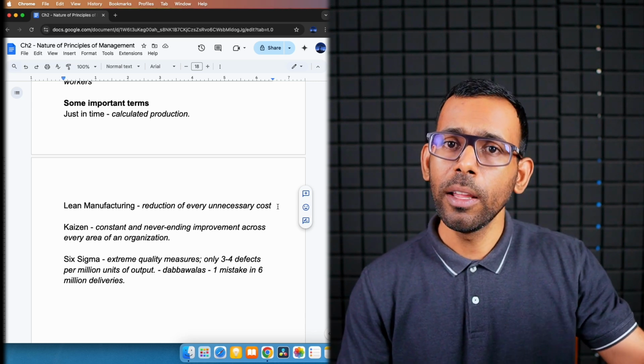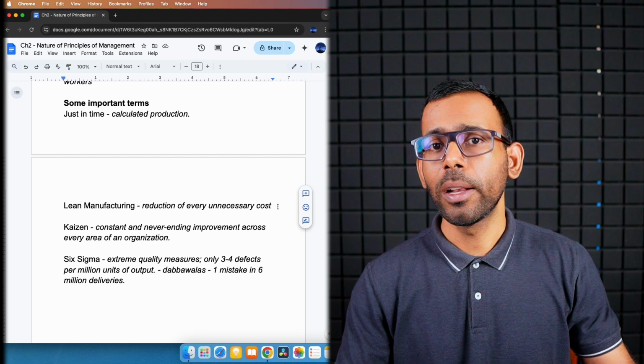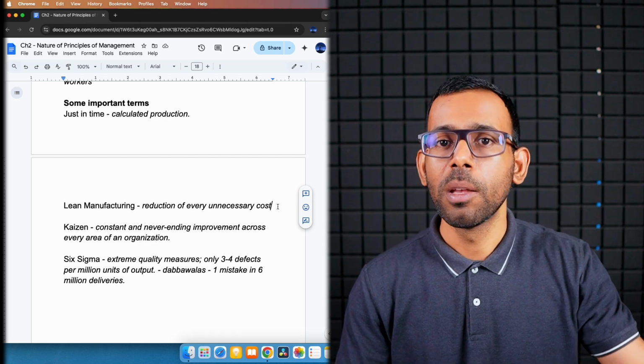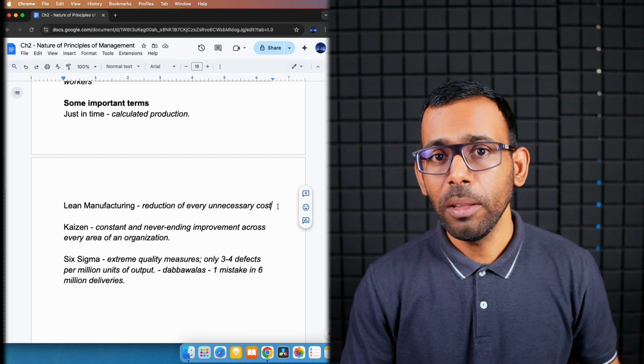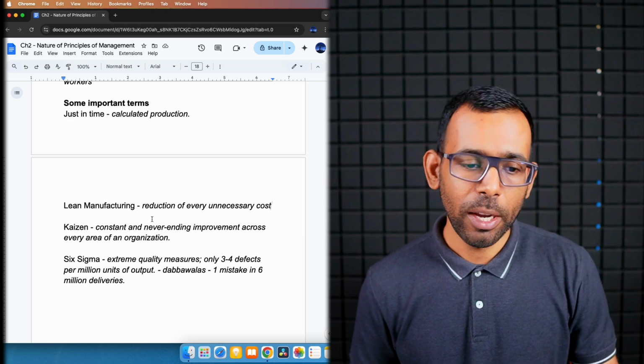So you will either pay less and less rent, or at least you will use that space for some other purpose, which can ultimately make you money. So that is lean manufacturing.